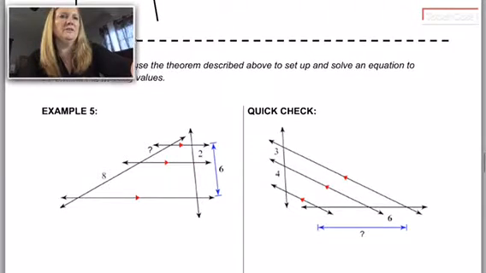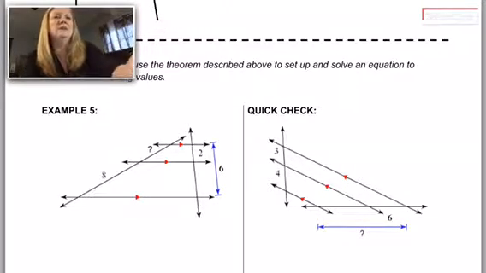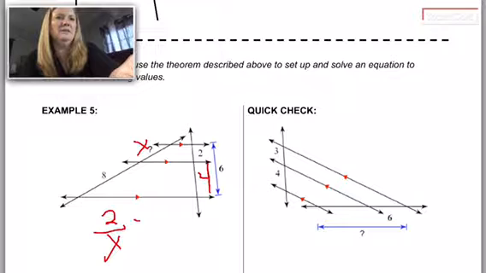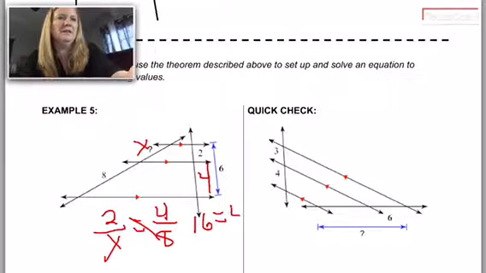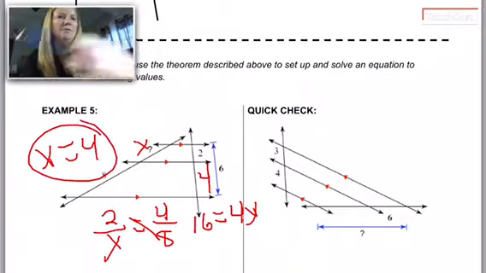And now we're going to solve for some missing measurements here. So we have 3 lines that are parallel, so the segments are cut off proportionately. So over here, 6 minus 2 is 4. So I'm going to put, that's going to be my x. 2 over x equals 4 over 8. So 16 equals 4x. So x is equal to 4.